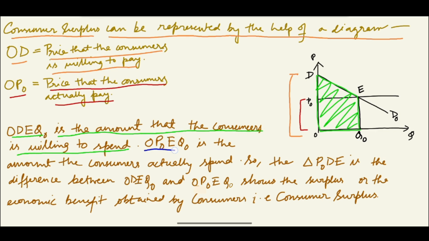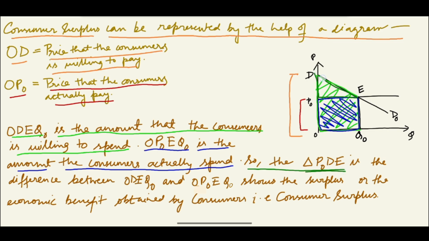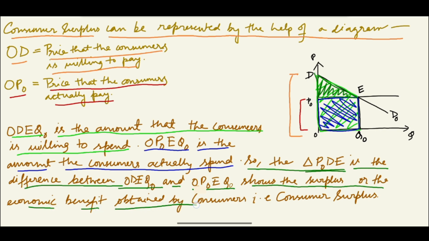Then we have OP0EQ0, which is represented by this blue shaded area, which shows the amount that the consumers actually spend. So now we have the triangle P0TE, which is represented by this shaded triangular area, is the difference between ODEQ0 and OP0EQ0, which shows the surplus or the economic benefit obtained by consumers, which is known as consumer surplus.